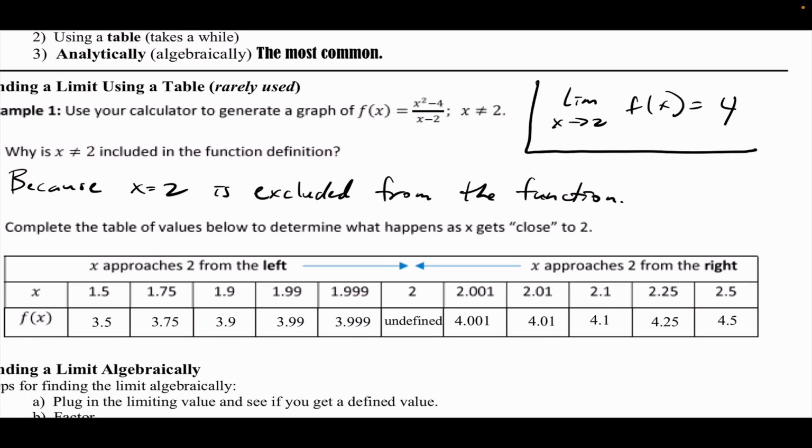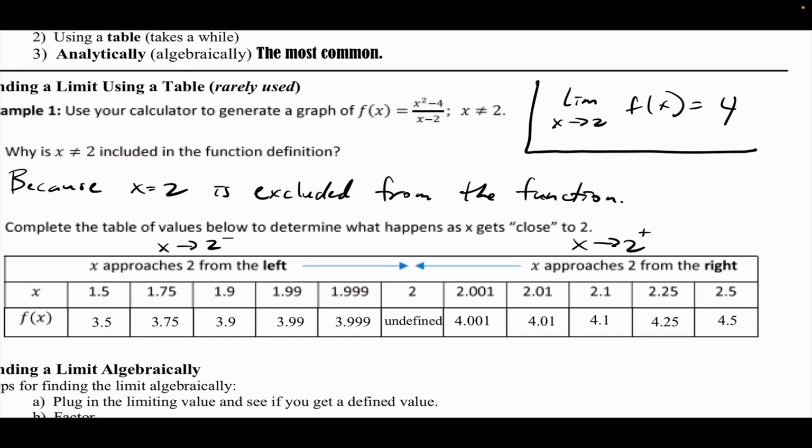So x approaches 2 from the left, x approaches 2 from the right. So this would be x approaches 2 from the left. So we would say that's negative. And x approaches 2 from the right, we would say that's positive. The positive side, the negative side and the positive side. For there to be a limit, they both have to approach the same number. In this case, they do. They approach 4. Now, is it ever going to get to 4?